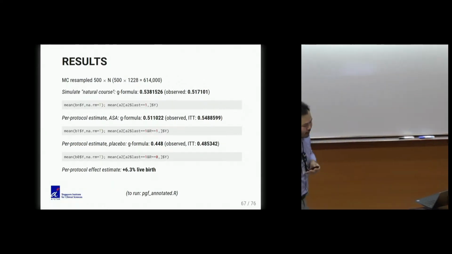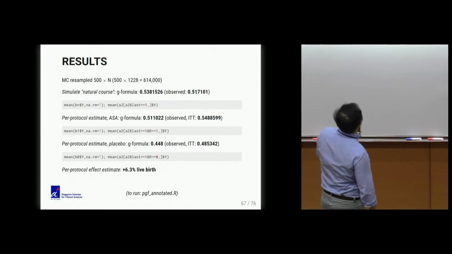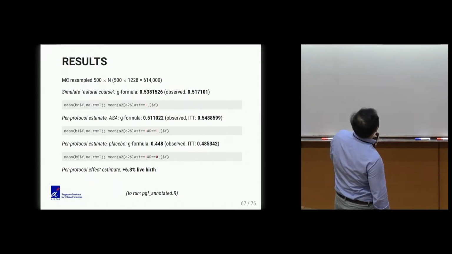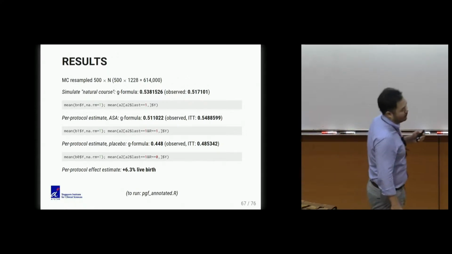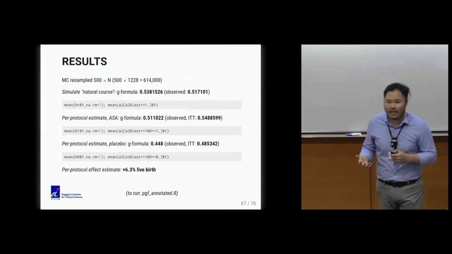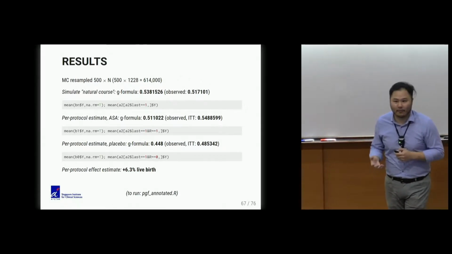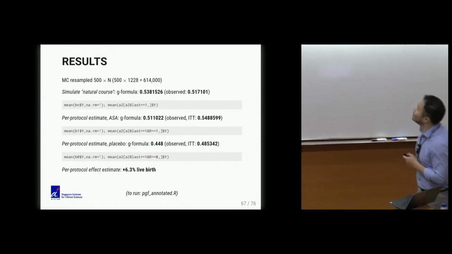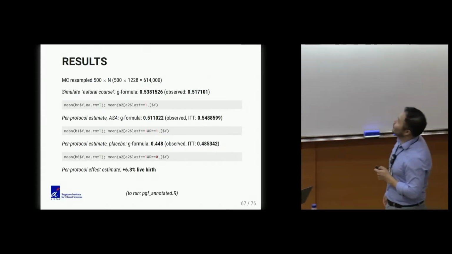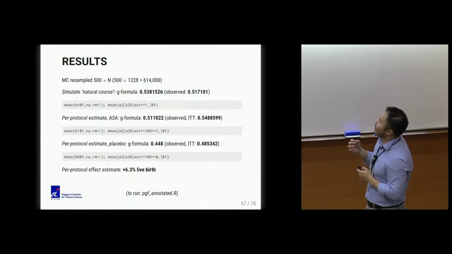Okay, so what happened? See here that the natural course is slightly different than the observed, about 2% more. It's still fairly good since we fit 8, 9 different parametric models for it. Still simulated the natural course fairly well. And then taking the per protocol estimate, making sure that they take treatment any time they're still in the study, was found to be 51% here. This is the proportion of live births. And this is the observed proportion.